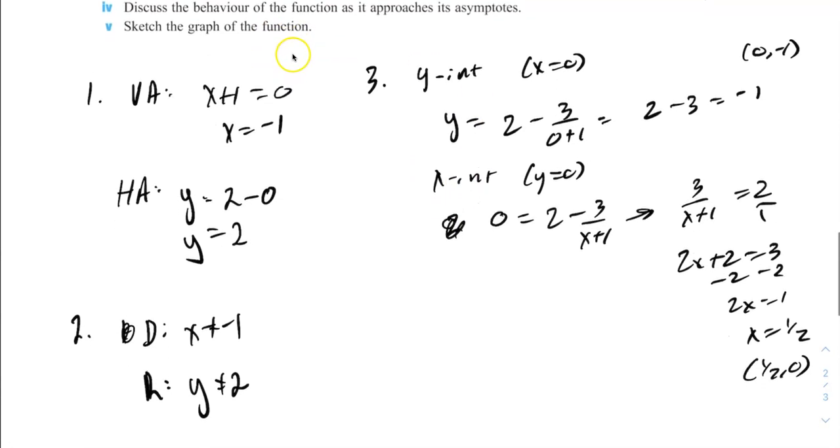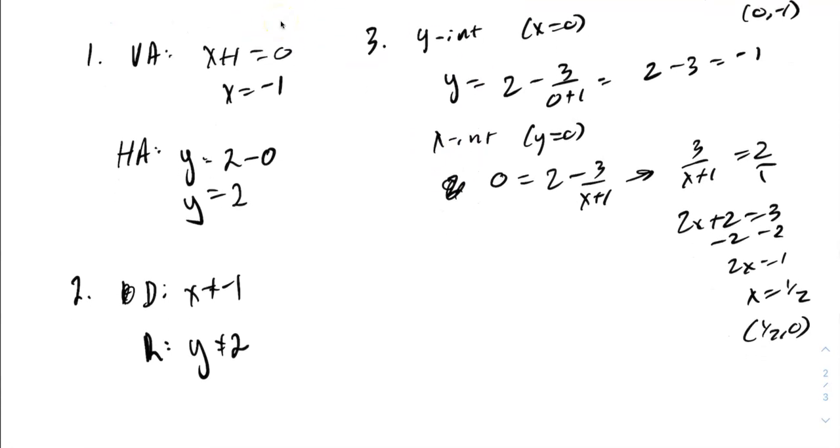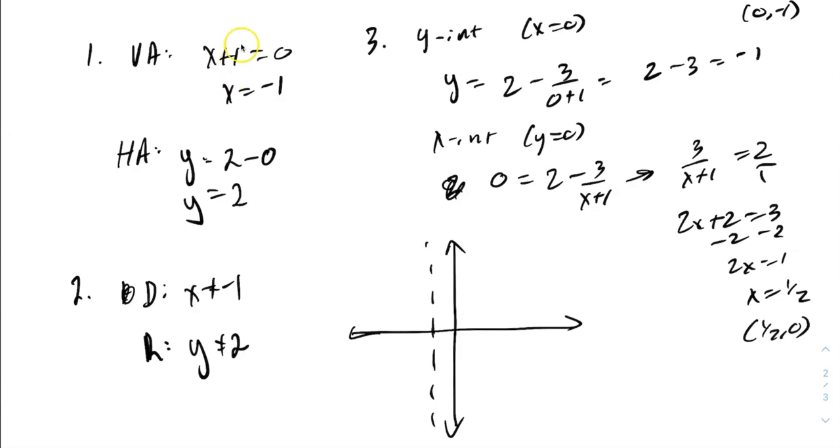And now they want me to sketch the graph. So all we're going to do is sketch the graph. Always start off with the asymptotes. So x equals negative 1. And then y equals 2.